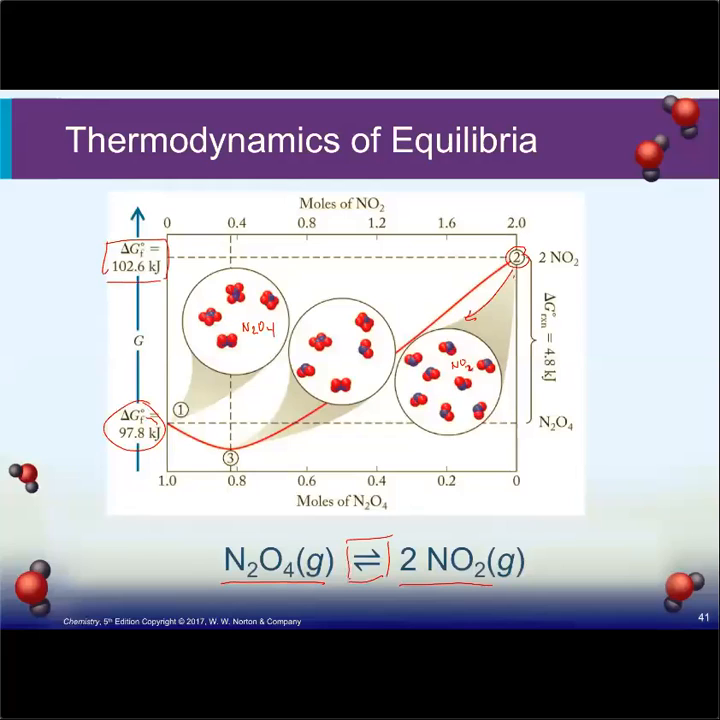So the delta G of the reaction is going to be, again, products minus reactants. These are products. These are reactants. So you have a larger value subtracting a smaller value, which gives you a positive delta G for this reaction, which is 4.8 kilojoules.